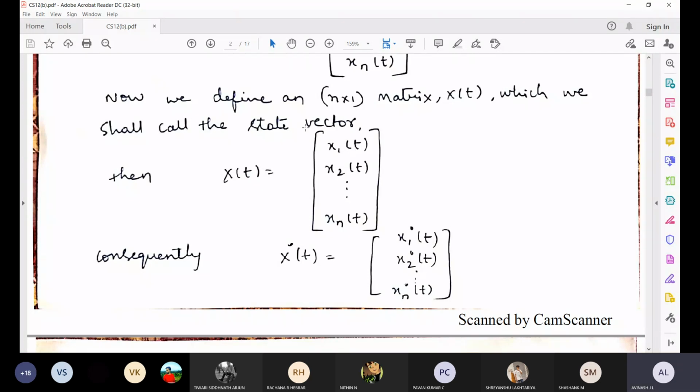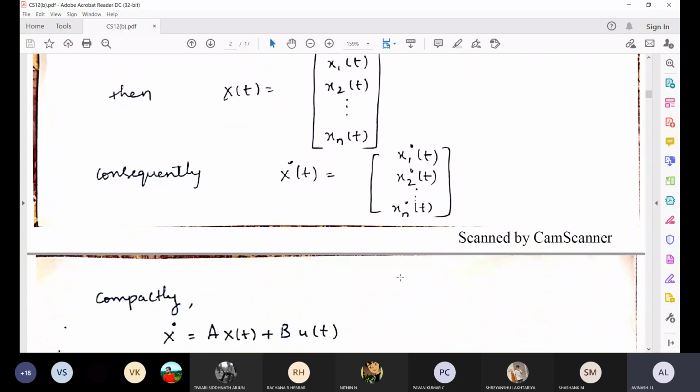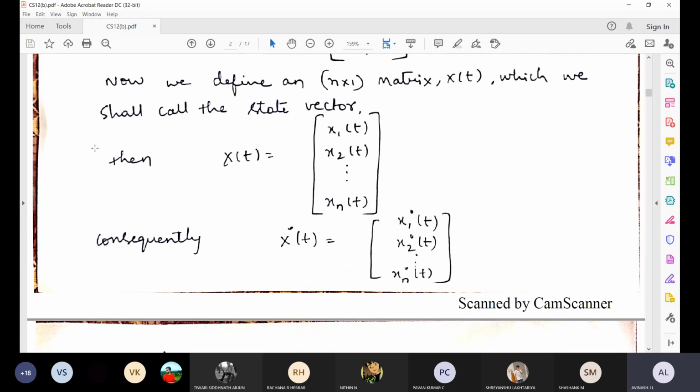So the differential state vector, when we are talking about it, is x dash of t. If we take it, we will get x1 dash of t, x2 dash of t, up to xn dash of t. Clear? So you can see x of t will be equal to x1 of t, x2 of t, which we have taken now. The same thing, if you consider differentiation of all those things, you will get it like this.